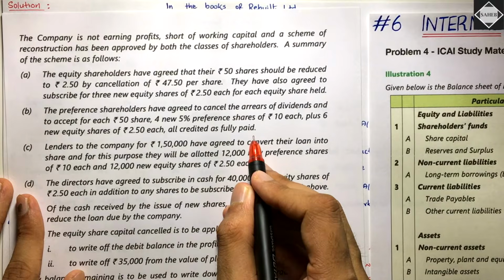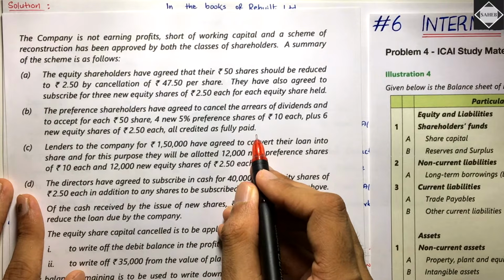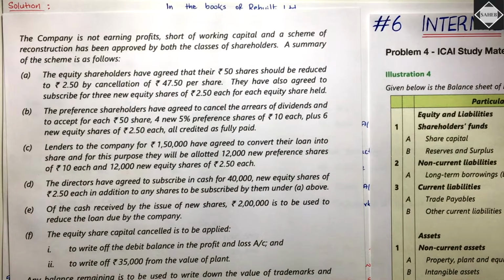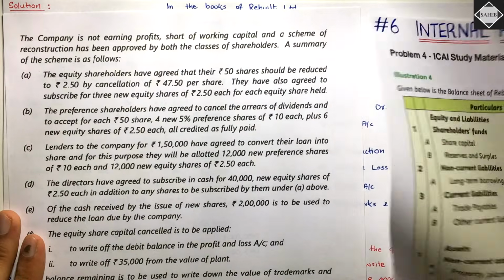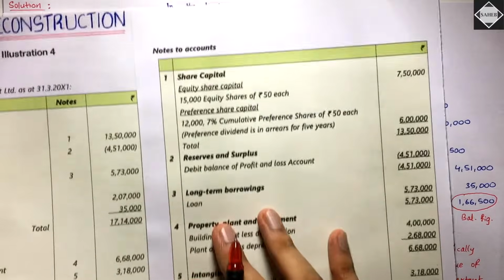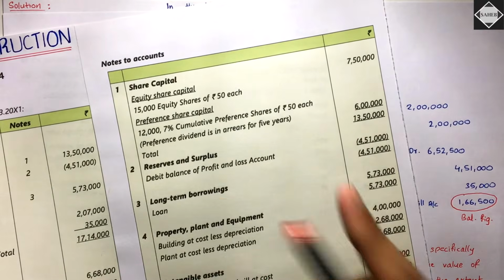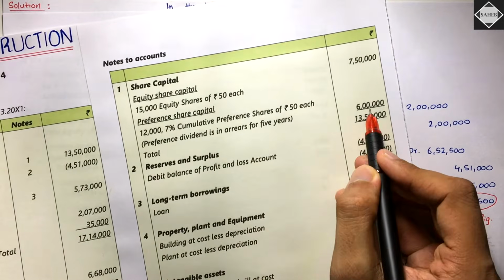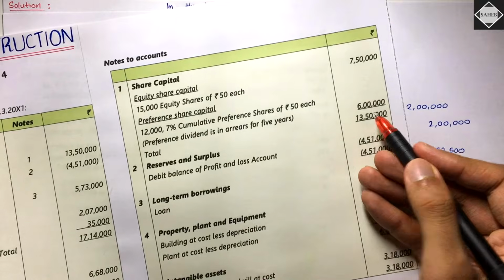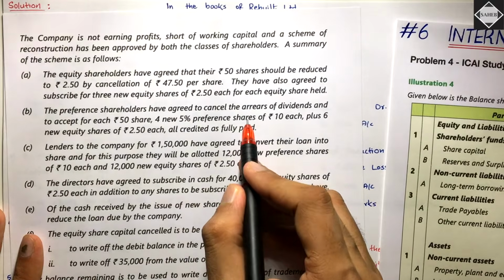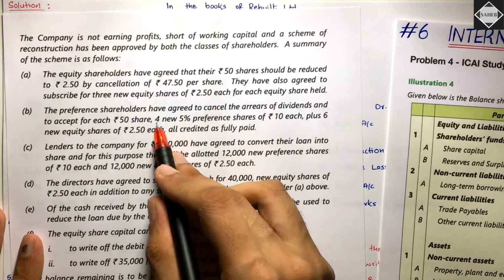credited as fully paid. Now what does this mean? What's happening over here? We didn't understand anything, you will say. See, it's really simple. What they are doing over here is the company is cancelling the preference share capital also. This 6 lakh is also being cancelled. Understand, 12,000 into 50, that's 6 lakh. And in replacement of this, the company is giving new 5% preference shares in the ratio of 4:1.